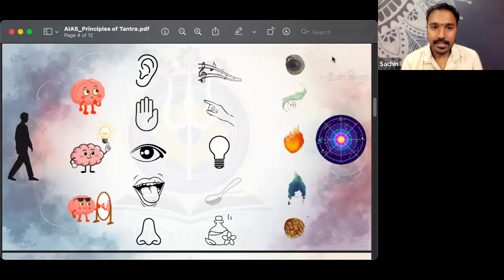So Shabda is the Tanmatra. The term which we use in Sankhya or the Shastras is Tanmatra. Tanmatra is that which we receive through our Indriya. So through our Shrotra Indriya or the ears. Ear is just an organ.